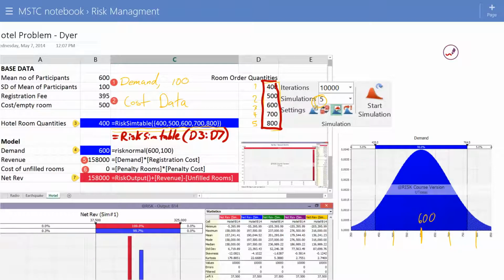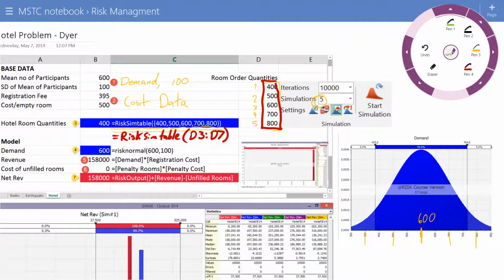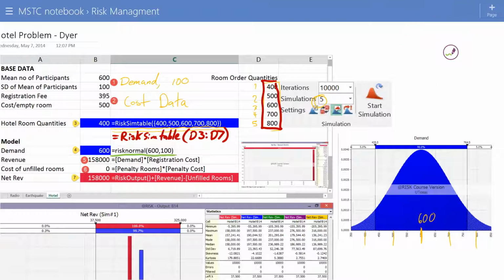Then you have your equation for your normal distribution, your demand distribution, and that's right here, RiskNormal(600, 100). And again, that's what we looked at over here. Your revenue is a function of your demand, which is this, and your registration cost, which is this right here. In the base case of 600, you get $158,000 in revenue. And in this situation, because your demand is greater than your supply, you have no penalty rooms that you need to pay. The output is going to be RiskOutput of revenue minus your unfilled rooms.